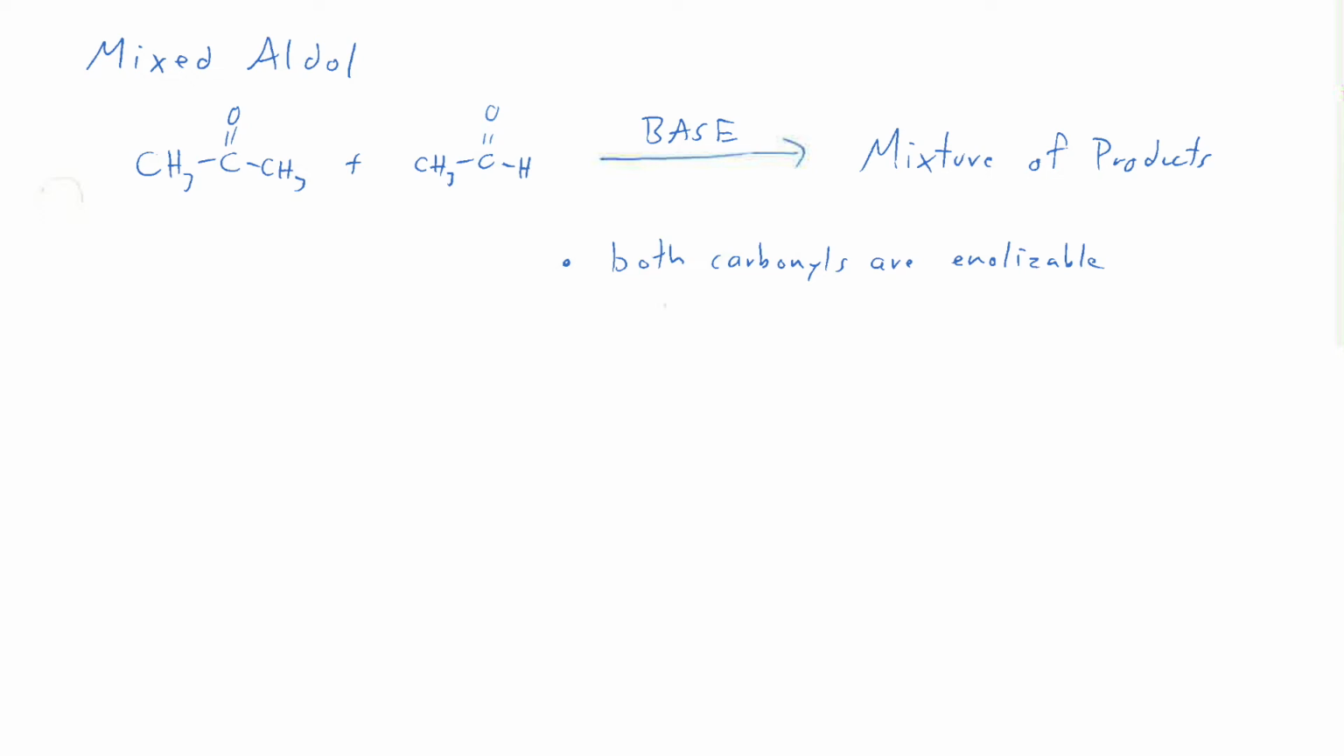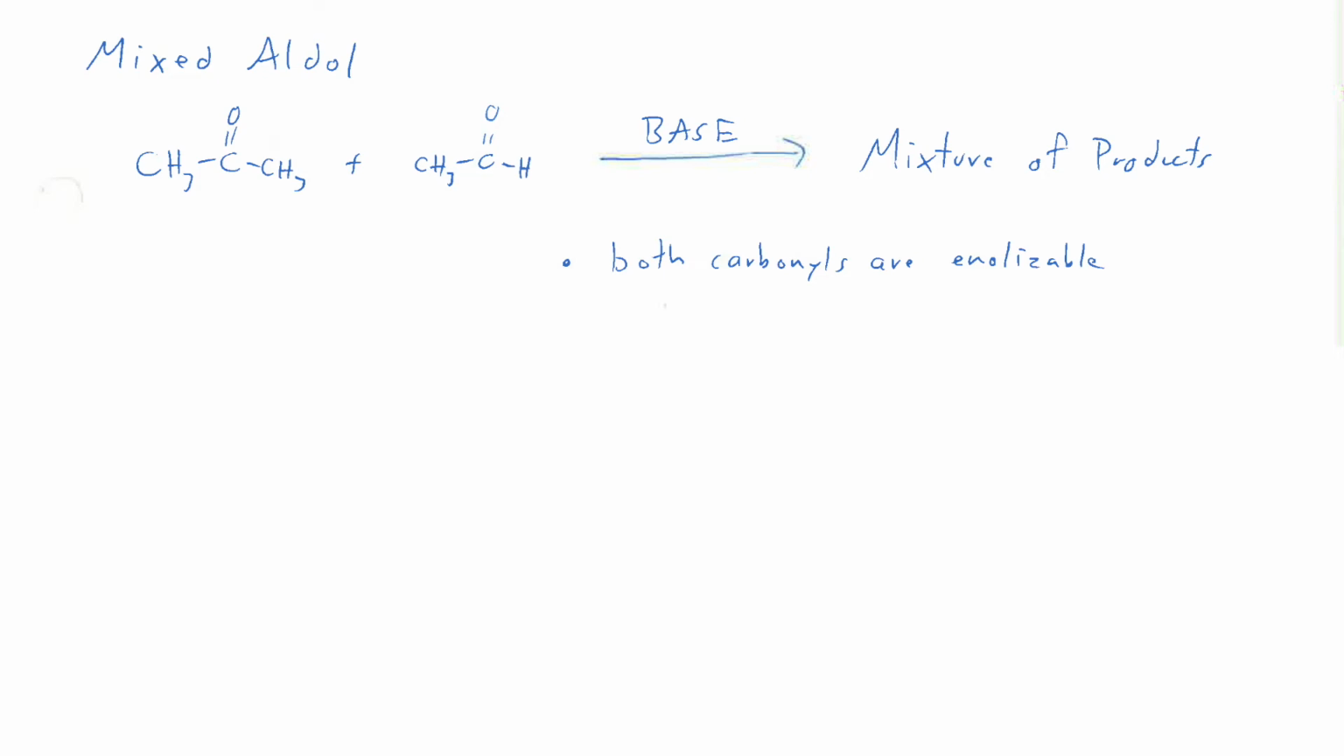In other words, you could make products by enolizing acetone and having it react with unenolized acetone, or you could enolize acetone and have it react with unenolized acetaldehyde, or you could enolize acetaldehyde and react it with acetone. You get the point. There's a lot of different products that are going to come out of this, and it's not a terribly useful reaction because of that. There's really no way to control which of these two molecules gets enolized if the base you're using is something like hydroxide. So this is not a very good reaction, but there are a couple of ways to clean it up a little bit.